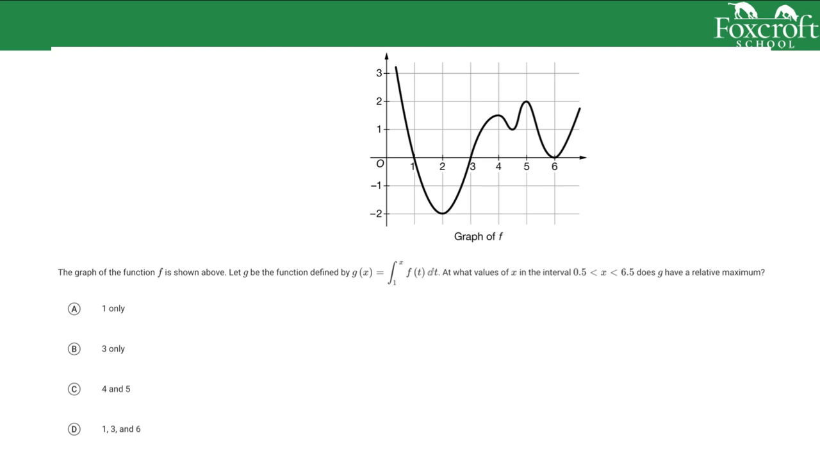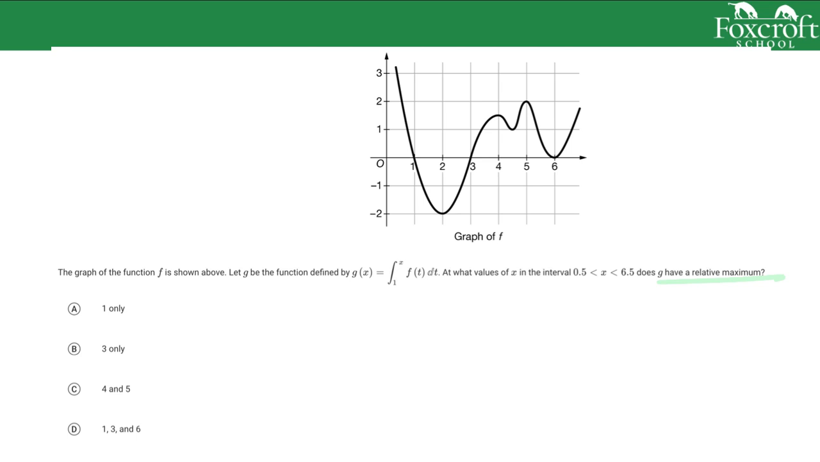The graph of the function f is shown above, so it's the original graph, and let g be the function defined by g of x equals the integral from 1 to x of f of t dt. At what values does g have a relative minimum? All right, so it's going to connect a lot of different things we learned. When does a function have a relative, or sorry, I said minimum, but it's maximum, relative maximum?